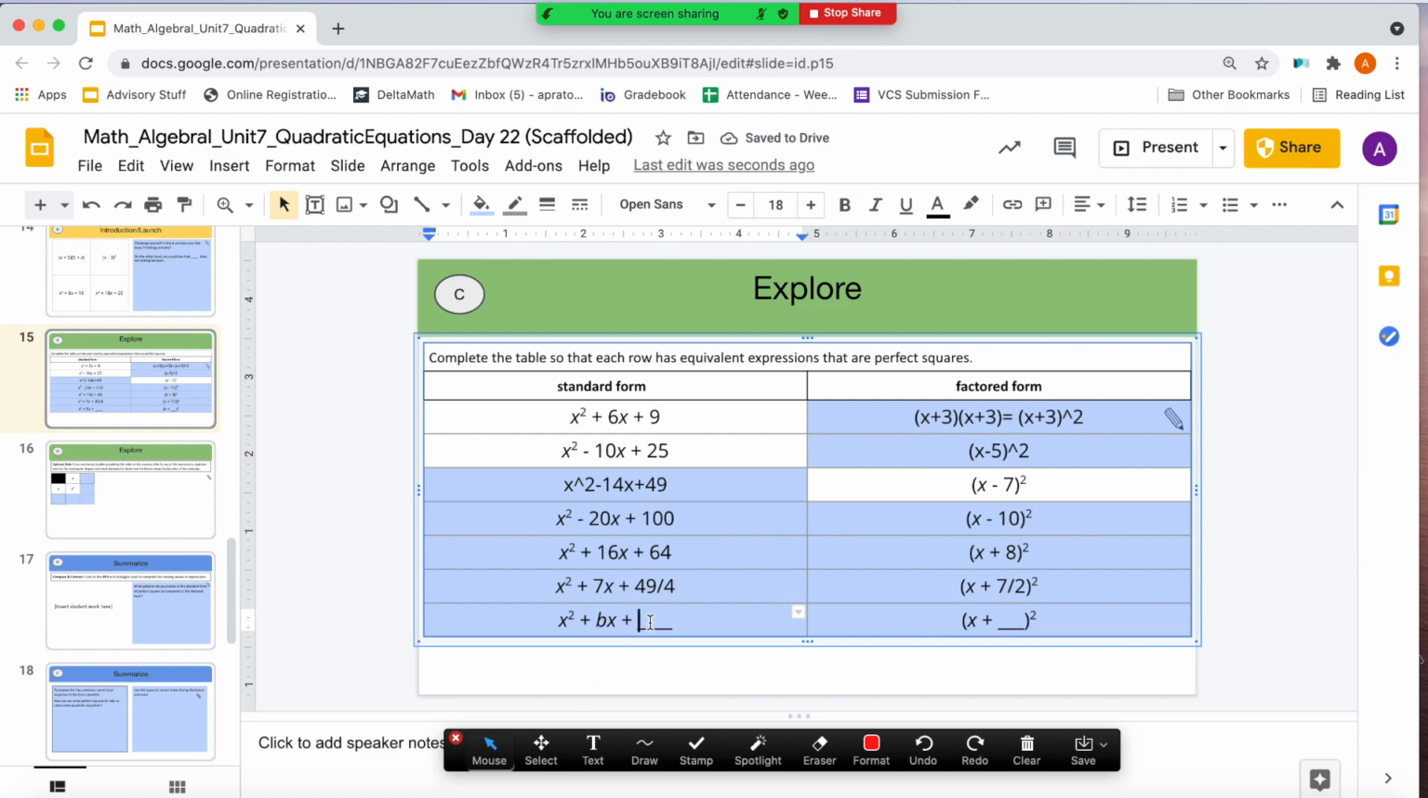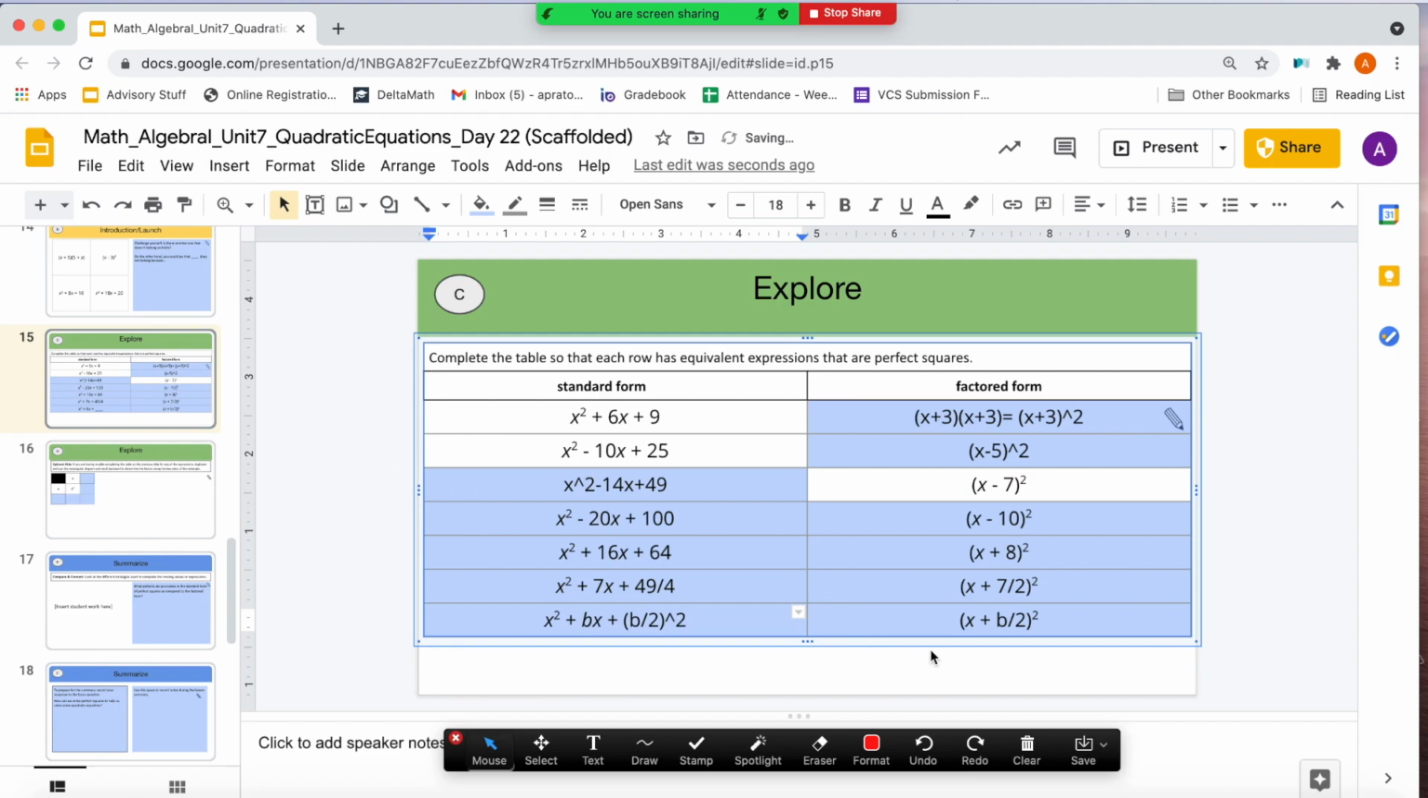For the last one, I had to find two numbers that are the same that add up to b. Well, how do I represent that? And this one is going to be really hard for a lot of students. Two numbers that are the same that add up to b. Well, what's the relationship between 7 and 7/2, or 16 and 8, or 20 and 10? Divided by 2. So b divided by 2. And what's the relationship between negative 10 and 100, or negative 7 and 49? Well, they're squared, so I'm going to square that here.